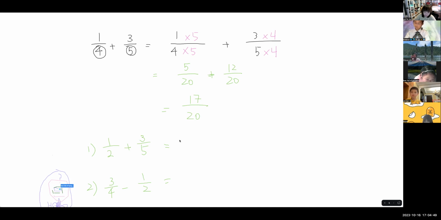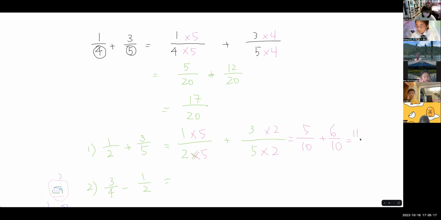Okay, so let's take a look at this one. In order to make them the same, boys and girls, I'm going to do 1/2 and 3/5. So how do we make 2 and 5 the same? Very easy. 2 times 5 and 5 times 2. Correct, Anna? So I do this times 5 and this times 2. So equals 5/10 plus 6/10 equals 11/10.